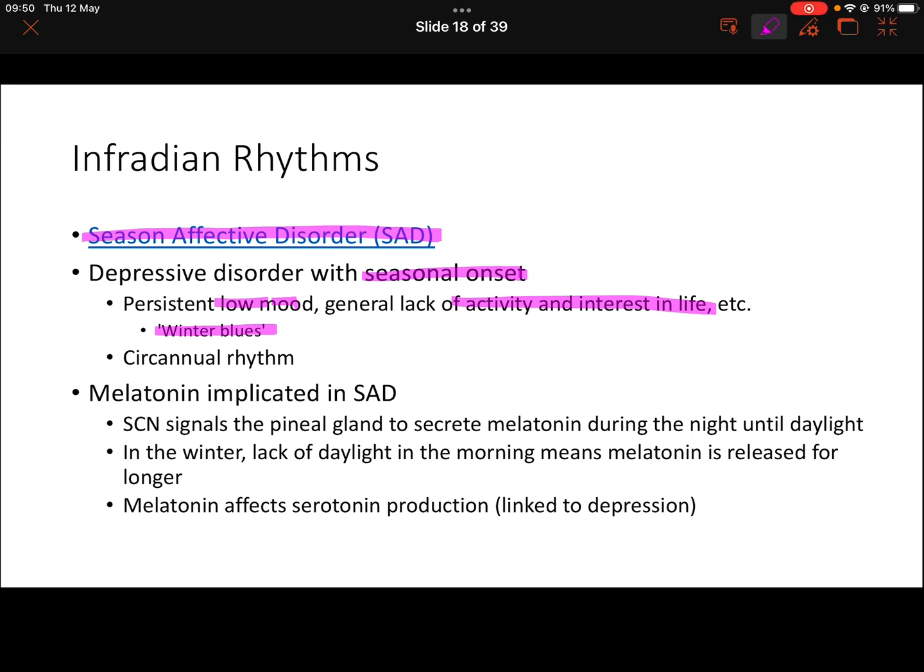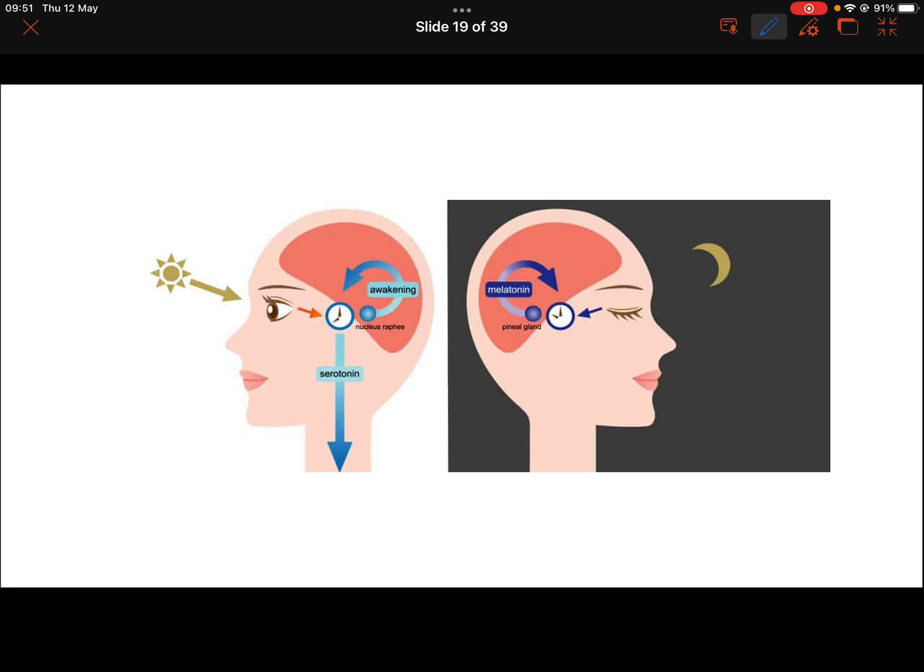It is a specific type of infradian rhythm known as a circannual rhythm, because it has that yearly or annual cycle. It is hypothesized that the hormone melatonin is implicated in the cause of SAD. During the nighttime, the pineal gland secretes melatonin until dawn, when there is an increase in light. During winter, the lack of light in the early morning means that the secretion of melatonin continues for longer.